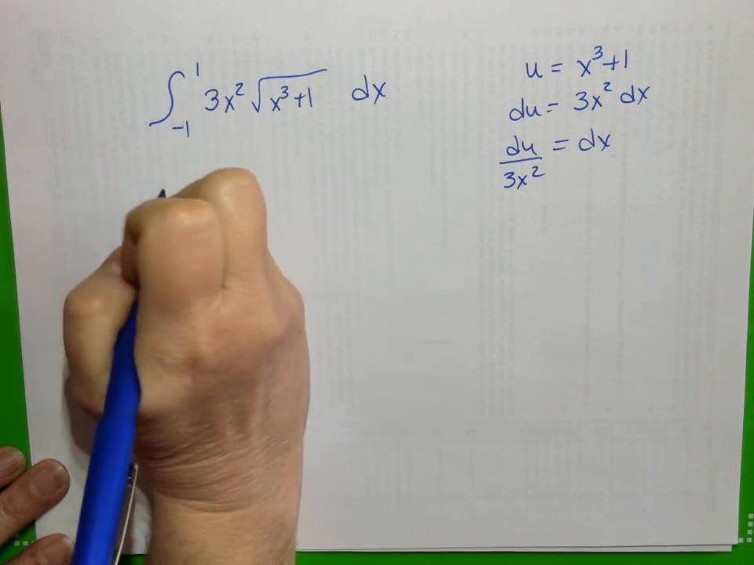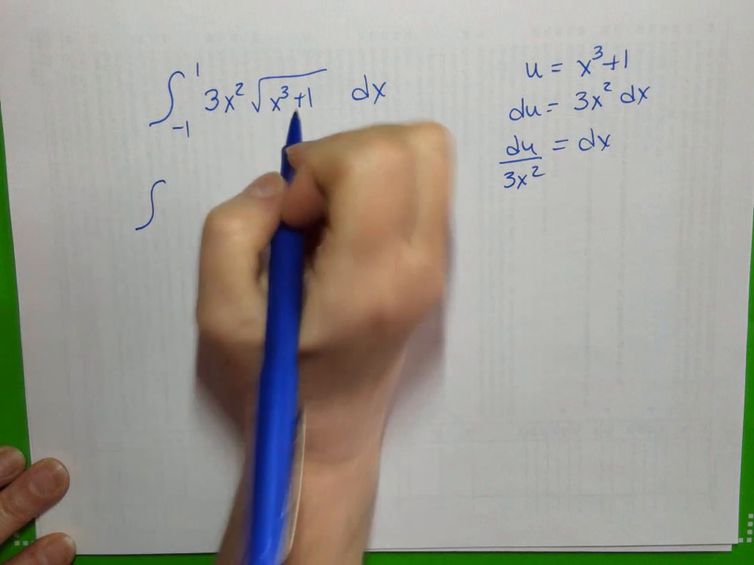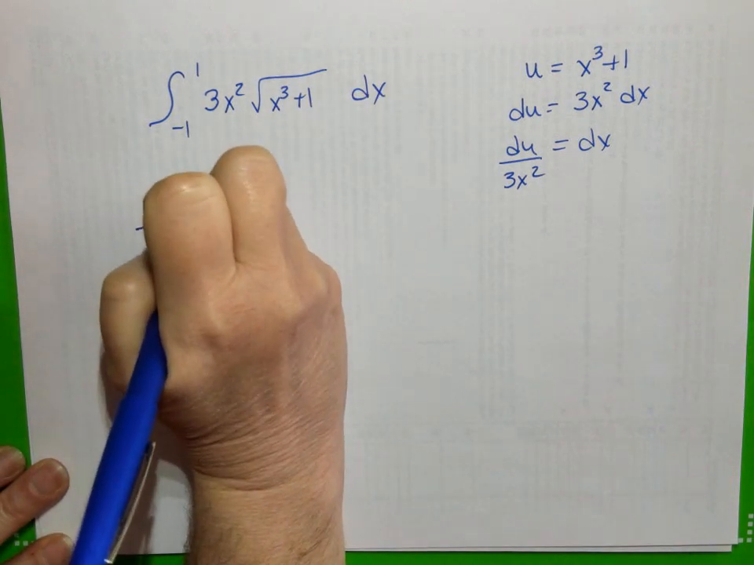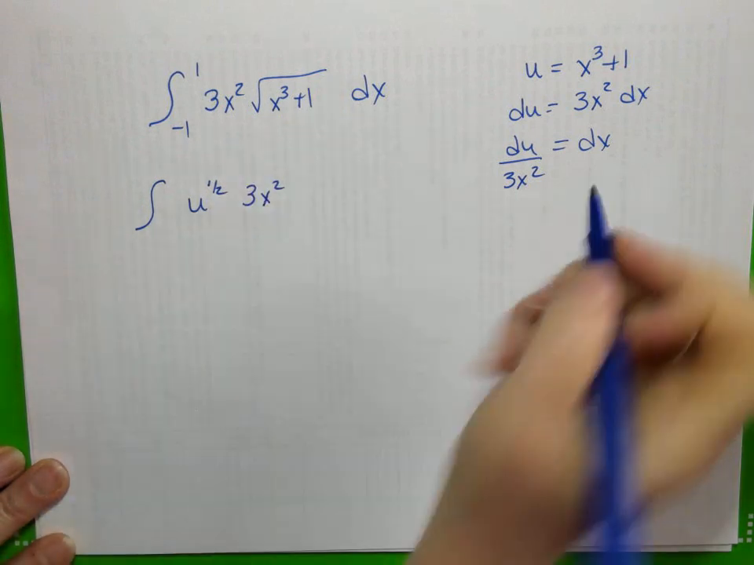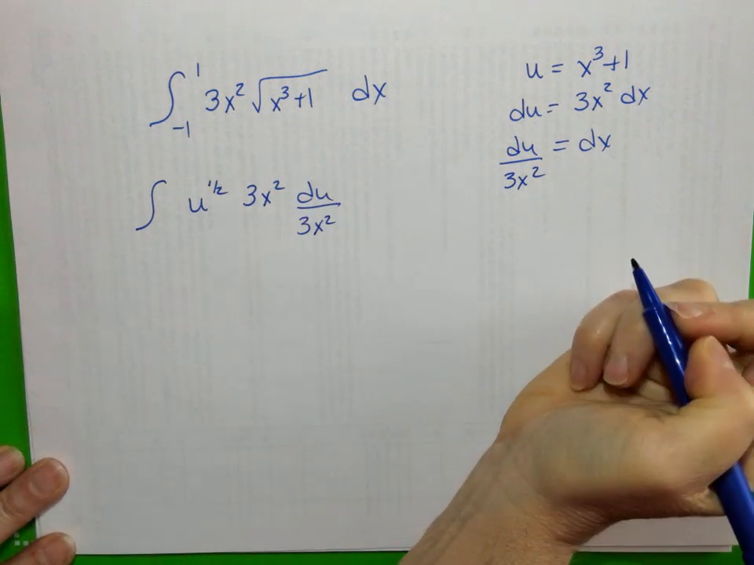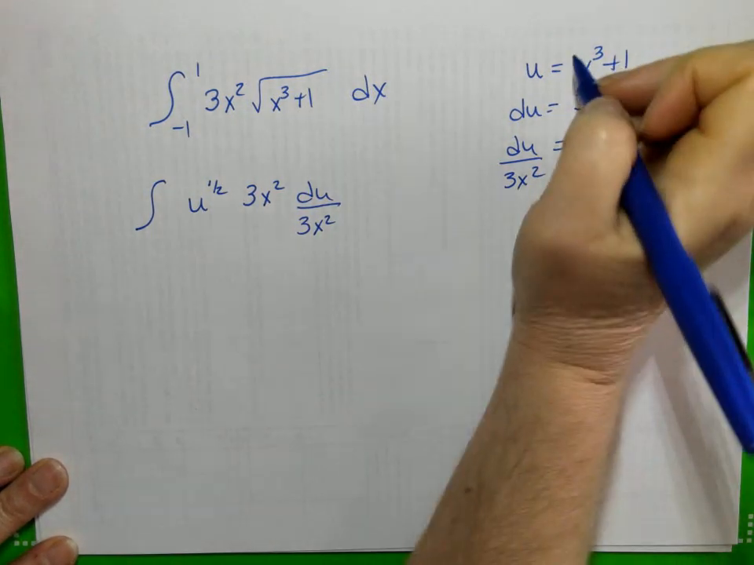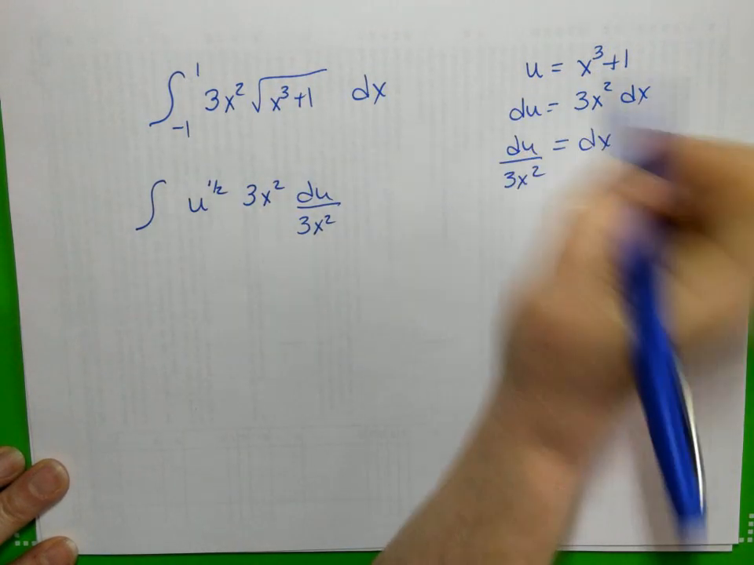So, according to the rule, I'm going to integrate. I'm not going to put my boundaries down yet. I'm going to change this to u to the 1/2. I'm going to leave this 3x squared because I need them for a minute. I have du over 3x squared. I have one thing I haven't done yet. I have to adjust my boundaries based on u.